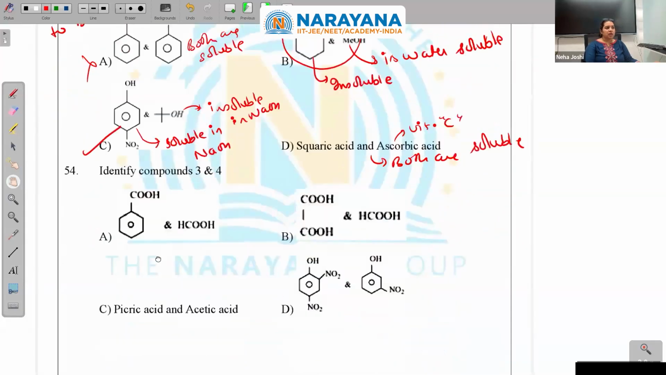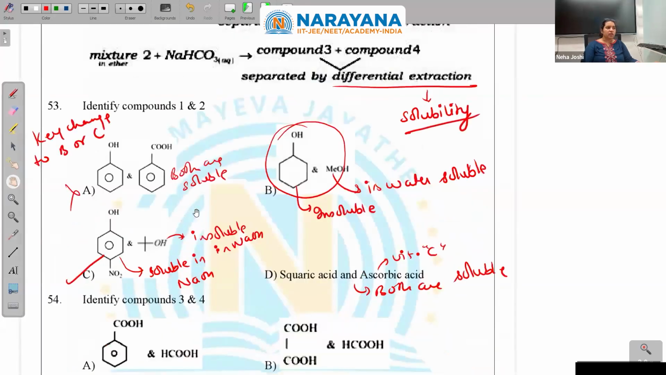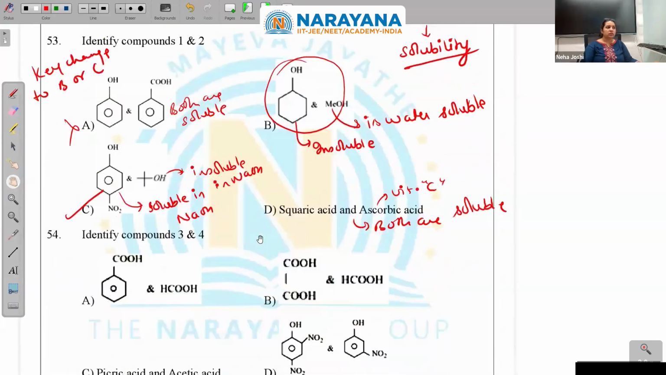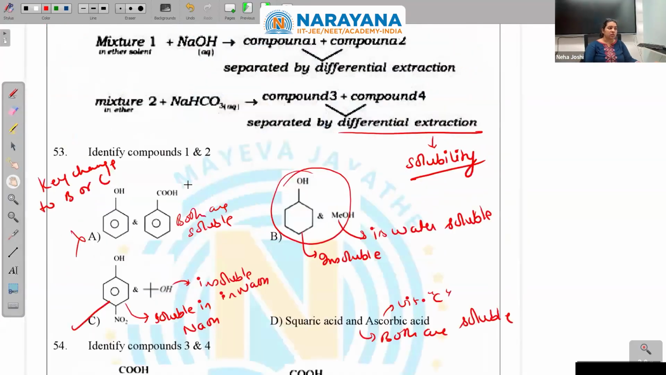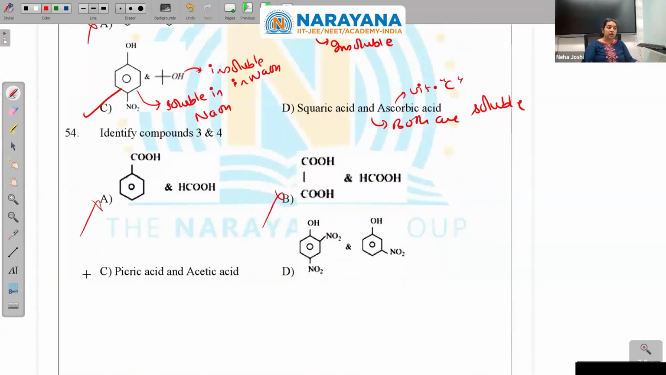Because if NaOH reaction is considered, then the answer is C. 3 and 4: reaction with NaHCO3. Now both are reacting with NaHCO3, not possible. Both reacting, not possible. Picric acid is pKa less than 1, not possible. Both are reacting. Here, this is insoluble in NaHCO3. So this can be separated by NaHCO3. Okay.